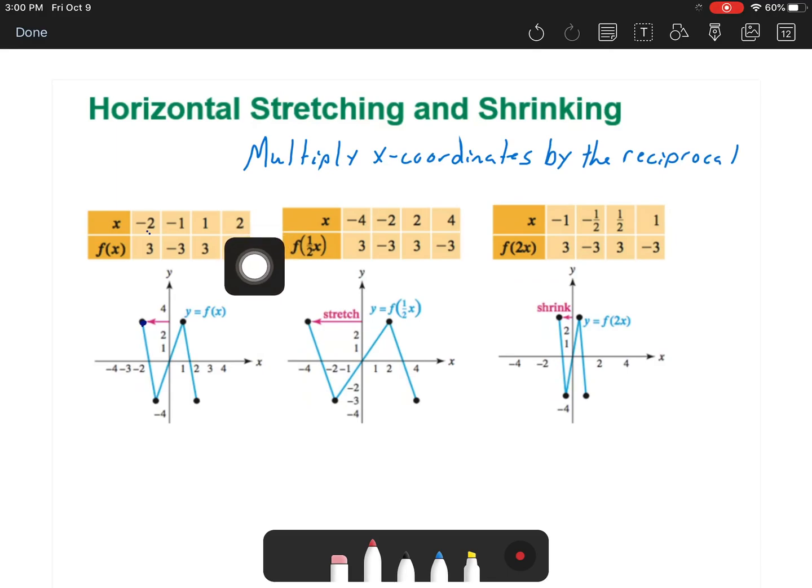Okay, so it's not out in front of the function. It's not just multiplied by the whole function itself. It's each x in the function that is multiplied by something. And what that does is actually have the opposite effect. So if I have a 1/2, I'm actually multiplying all the x coordinates by the reciprocal of 1/2, which is 2. So in this case, I would multiply x coordinates by 2.